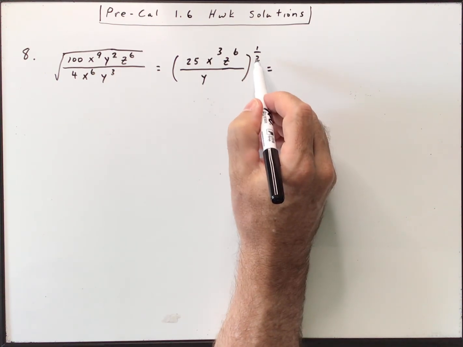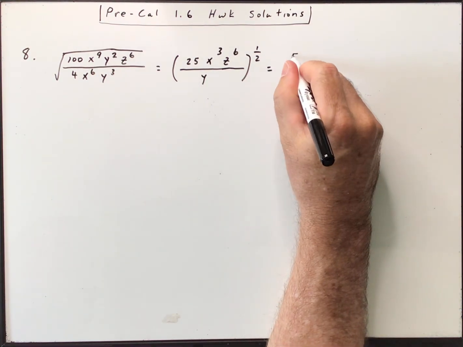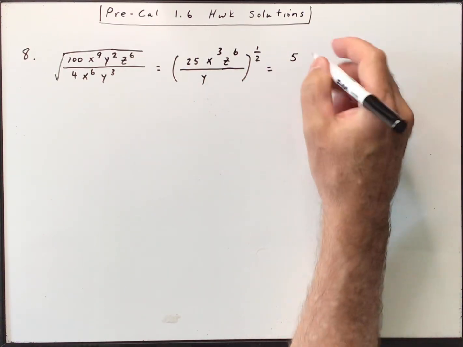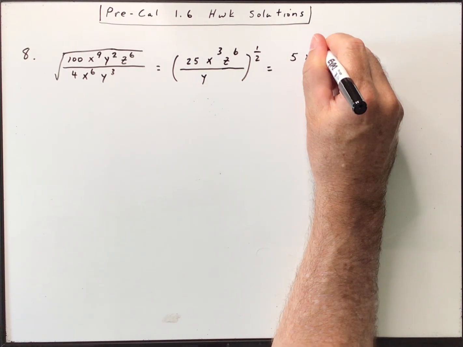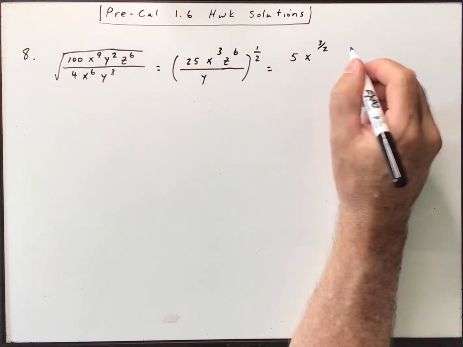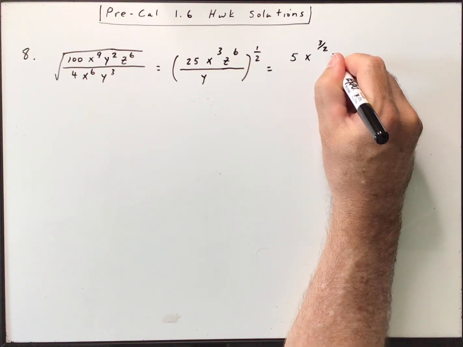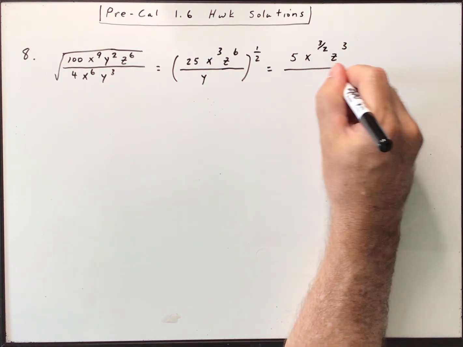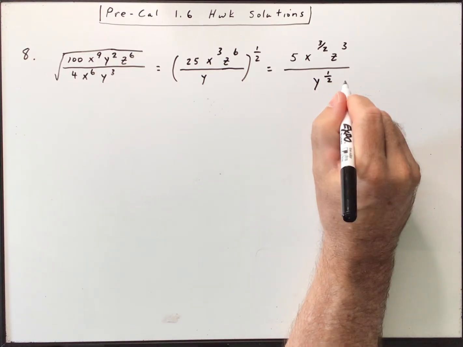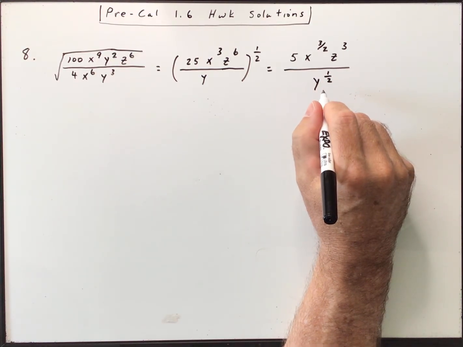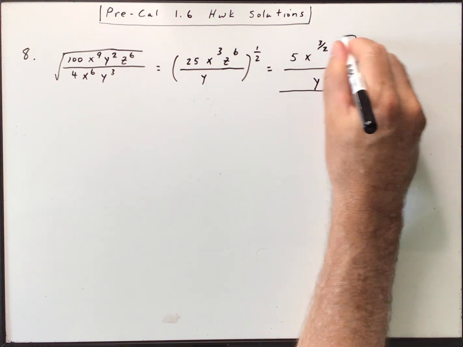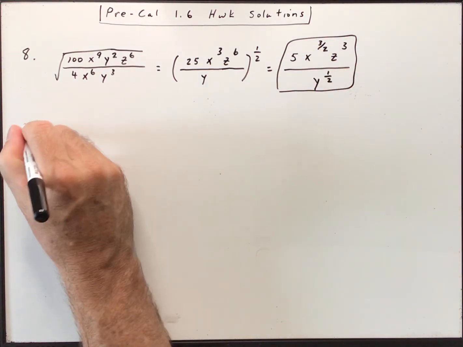25 to the 1/2 is 5. That's the square root of 25. X cubed to the 1/2, 3 times a half is 3/2, so we have x to the 3/2. Z to the 6 to the 1/2 would be 6 times a half is 3, so we have z cubed. And then y to the 1/2. All right, it's easy to simplify the inside, but then forget to raise it all to the 1/2 power. So make sure you don't skip that step.